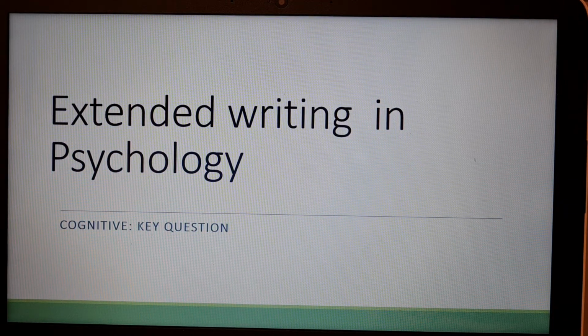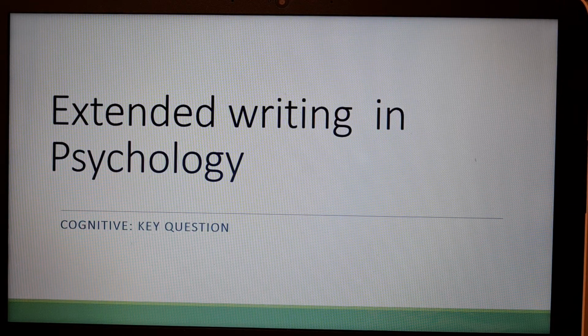Hi everyone, so today we're going to have a quick session on some extended writing practice in psychology, and in particular we're going to be having a look at the key question in the cognitive approach, because it's an area I think that students do struggle with answering questions on. So we're going to have a look at the type of questions that you might have on a key question or a key issue and how you'd go about answering those questions.